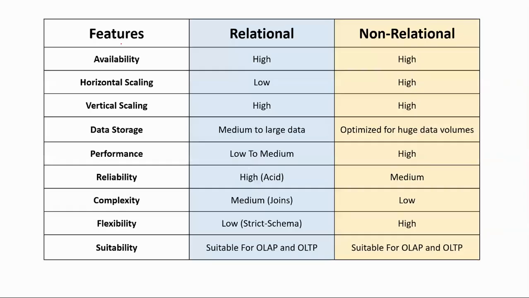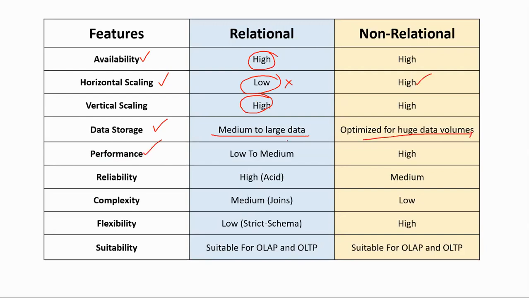And you can see here availability. Relational databases are highly available with vertical scaling, but non-relational databases are higher with horizontal scaling. Data storage: relational databases are limited compared to non-relational, where you can store huge volumes of data.